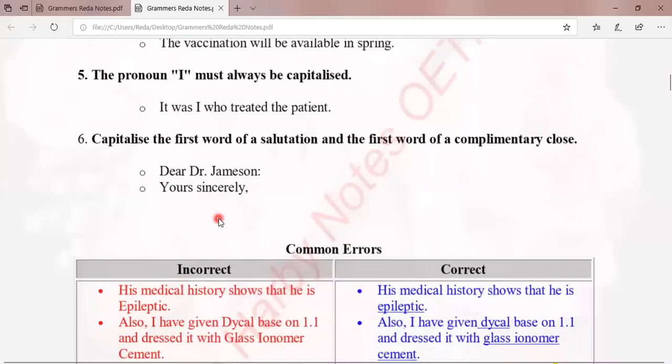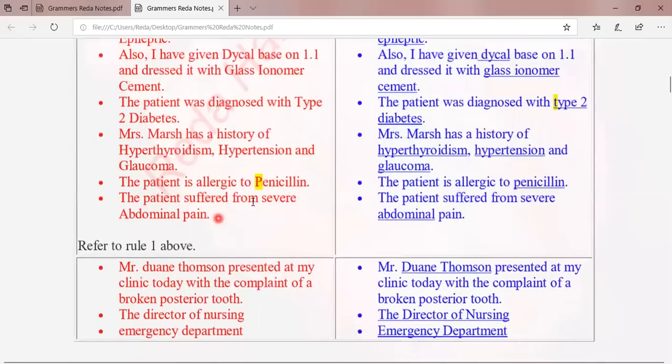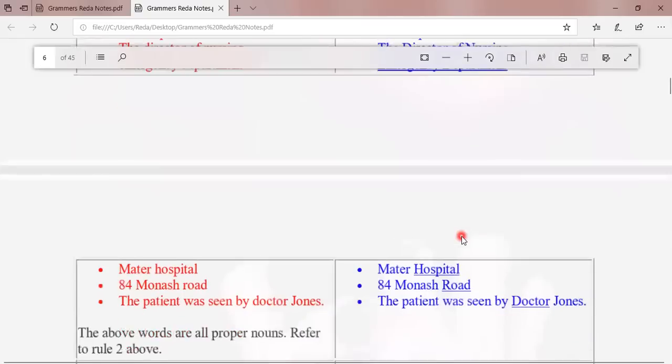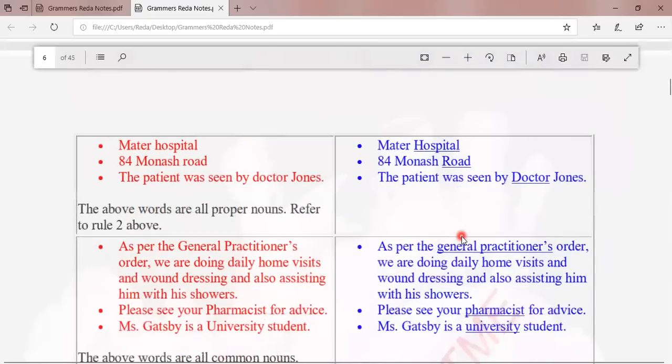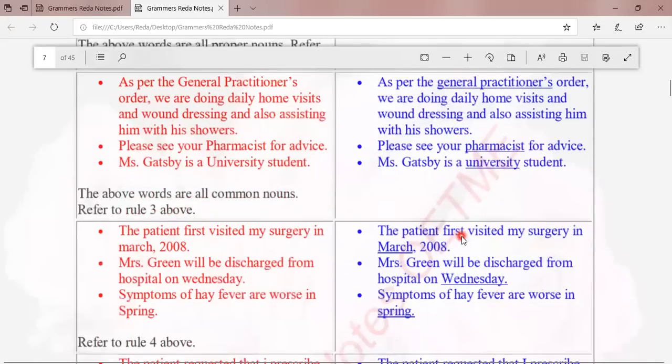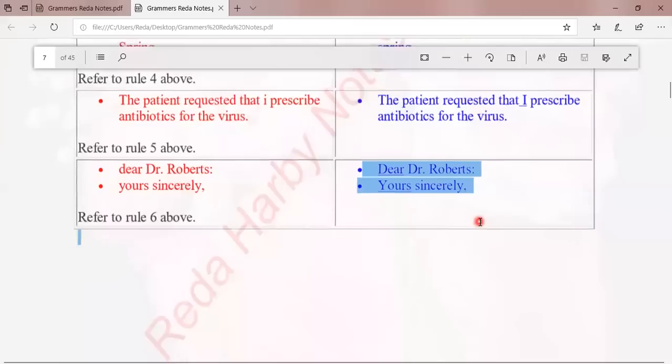So these are common errors. This is not penicillin, we said penicillin. And I give you this to read. Look, I'm reading rapidly, so it will not take any time from you. Yours sincerely. These are common mistakes, okay? Yours sincerely written like this in the blue color, okay?